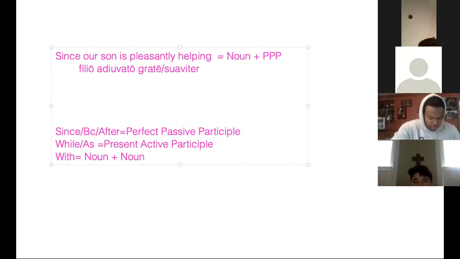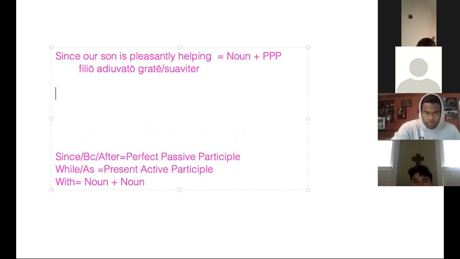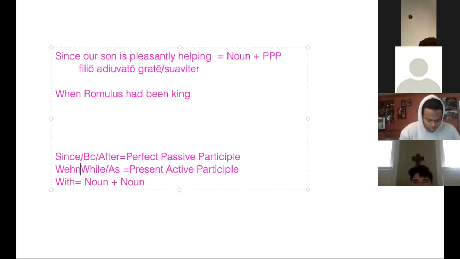All right, good. Let's do one more. I'm going to pick which one because I want to pick a different kind. The next one is a different kind. So when Romulus had been king, that when is how we pick. So when is this kind? What kind of participle are we going to use? Present active participle. Good.